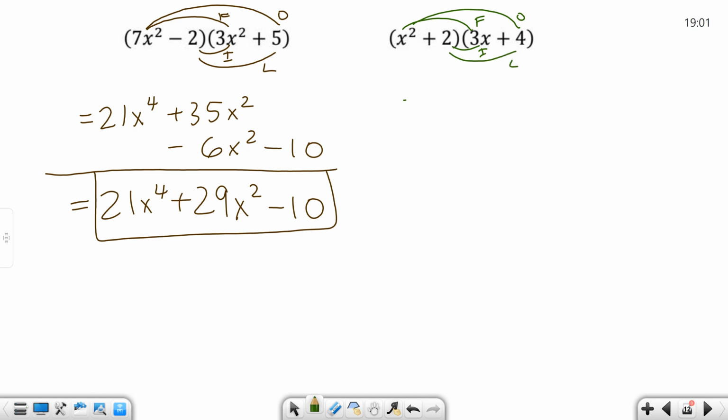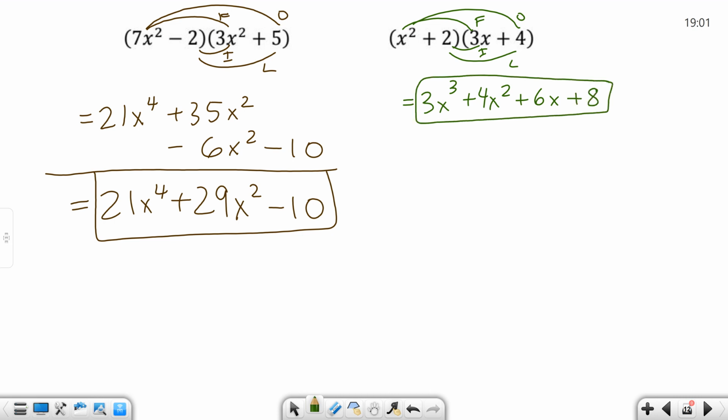So x squared times 3x is going to be 3x to the what? Third power, 2 plus 1. And then x squared times plus 4 is plus 4x squared. And then here, 2 times 3x is plus 6x. And then the plus 2 times the plus 4 is plus 8. 3x to the fourth plus 4x squared plus 6x plus 8. And that is in descending order already.